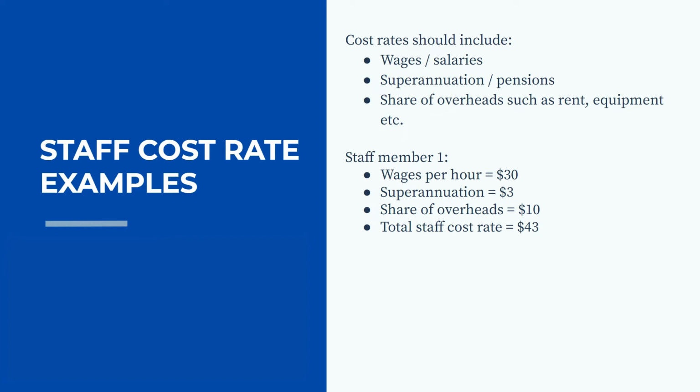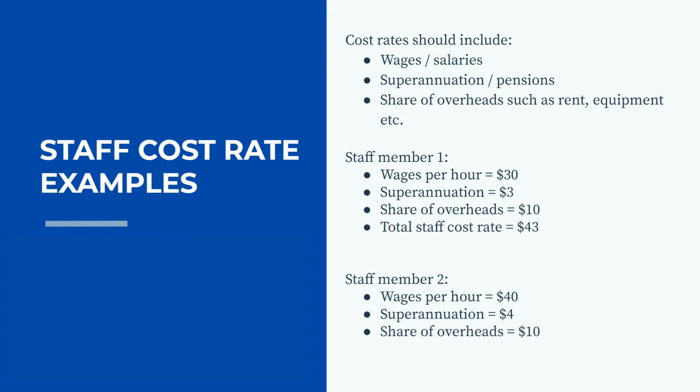Now, I should point out that each staff member can have a different rate inside Xero projects. So for example, we might have another staff member and we pay them a wage per hour of $40. We then contribute $4 per hour of superannuation on top of that. And then we also say that their share of overheads is $10 per hour, which is the same as the other staff member. So we're just allocating that evenly between each staff member. And that gives us a total staff cost rate for staff member number two of $54 per hour, and that is the rate that we put into Xero for that staff member.